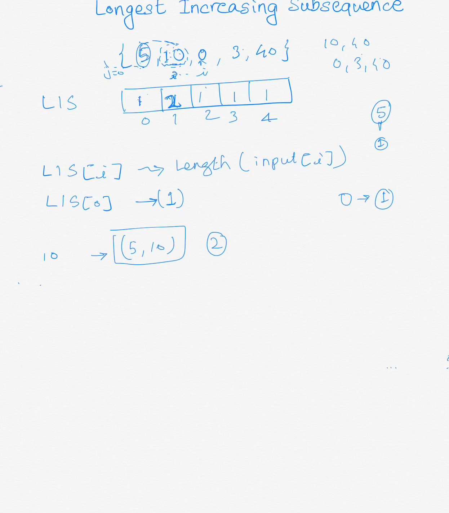So we will keep the length, we'll keep the LIS of 2 as 1, because the length of the longest increasing subsequence that ends with 0 is 1. Let's move on to the next element. Now i moves on to the next element. It will point to 3, and we'll again start from the beginning of the array. So j equal to 0.